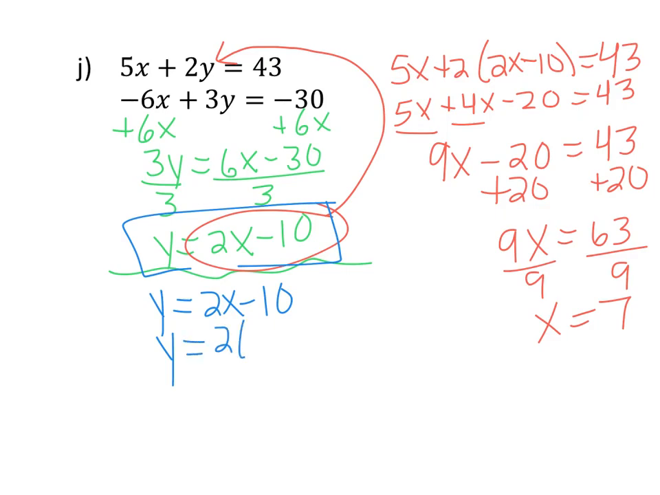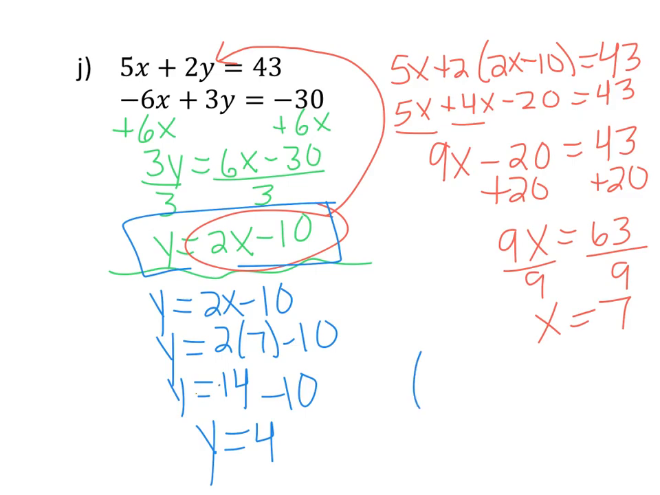Y equals 2 times 7 minus 10. Y equals 14 minus 10. Y equals 4. So the x value is 7, the y value is 4.